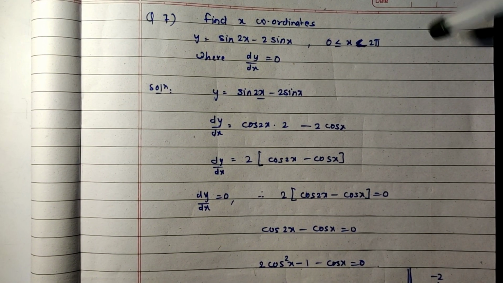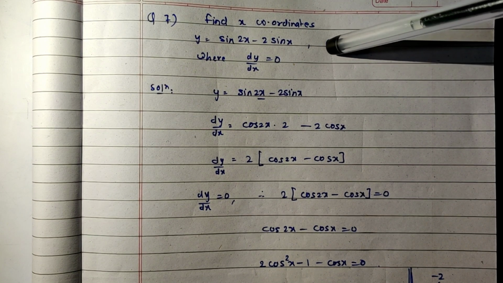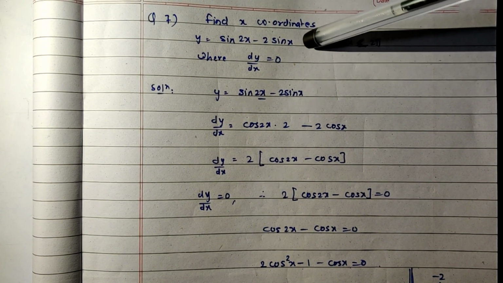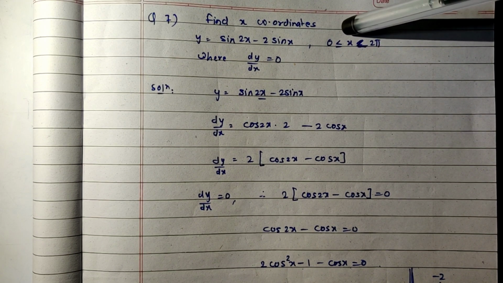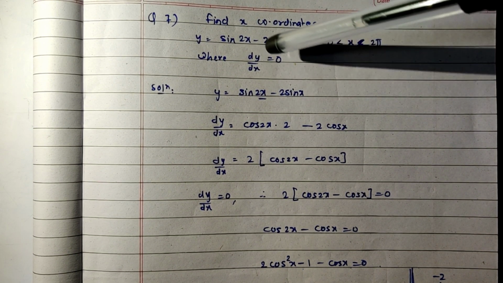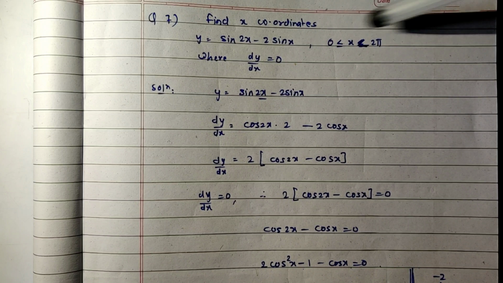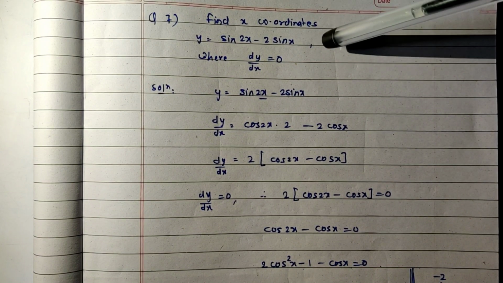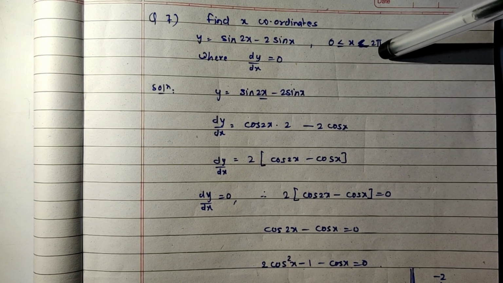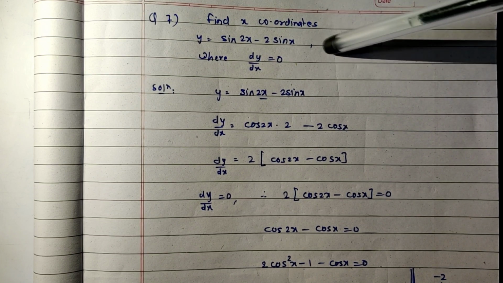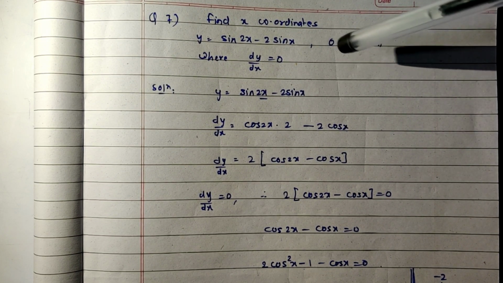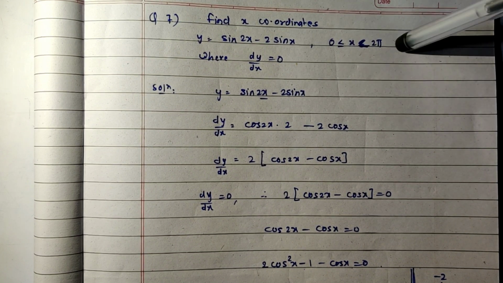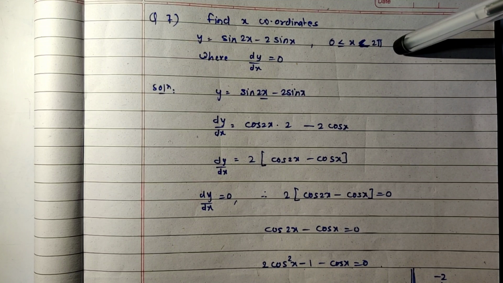Question number 7, this is the last question of this exercise 1.1. Find the x coordinate where y is equal to sin 2x minus 2 sin x, and the range of x is given. The domain of x is 0 to 2 pi, that is x is greater than or equal to 0, and strictly less than 2 pi. So x will not take the value 2 pi.